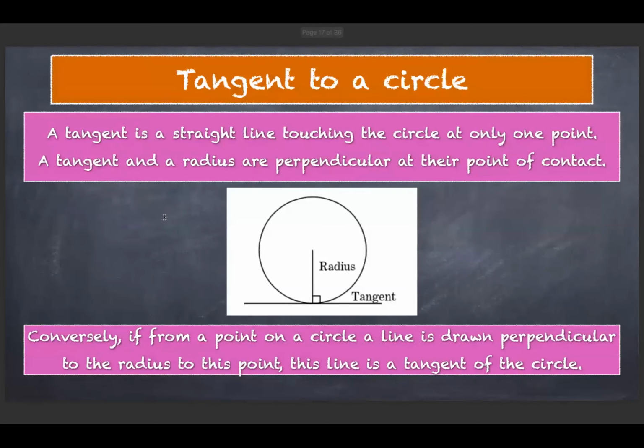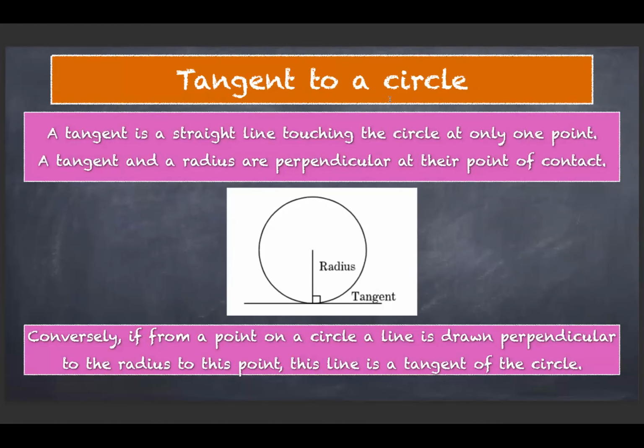So that's cyclic quads. We then have tangent to a circle. Of course, this is something that we talk about where we have a tangent being a straight line, then it's going to touch the circle at only one point. If it touches at any other point, then that's not a tangent, okay? Can somebody tell me what that is?